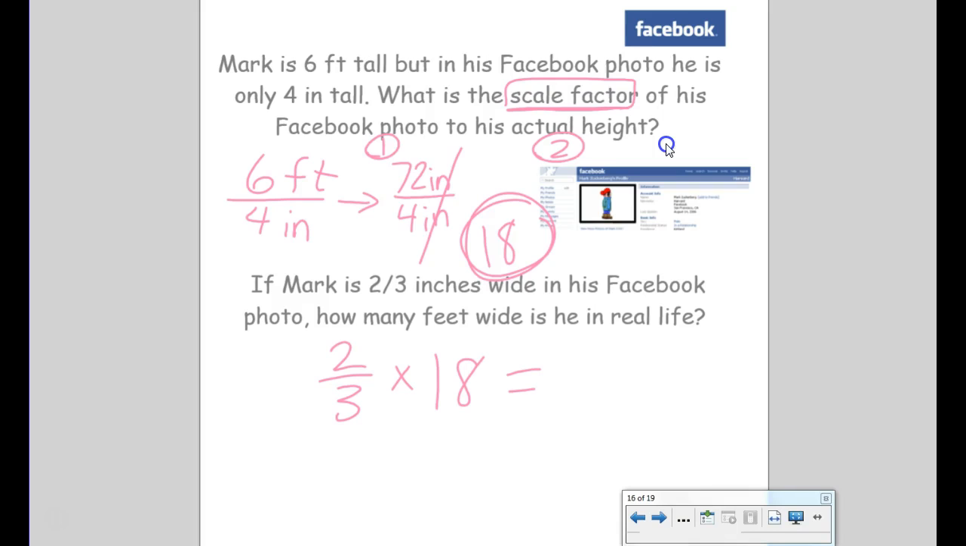What'd you get? Is he 12 feet wide in real life? No, he's 12 inches wide. So how many feet wide is he in real life? 1 foot wide. So it's like he's as wide as a ruler. Makes sense. Right?